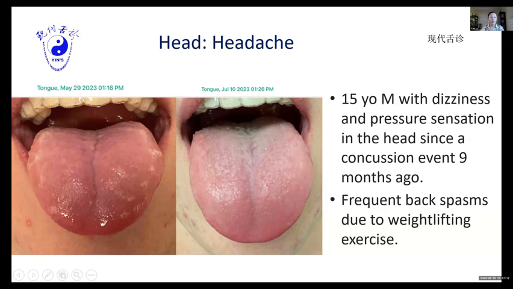On the right side, the left was May 29th, and this is July 10th, about a month and a half after the treatment. I asked him to stop weightlifting, do a lot of stretching, and pay attention to his sitting posture at school. And you see his headache is basically gone, and you can see the tip. Another thing is the midline is much straighter.